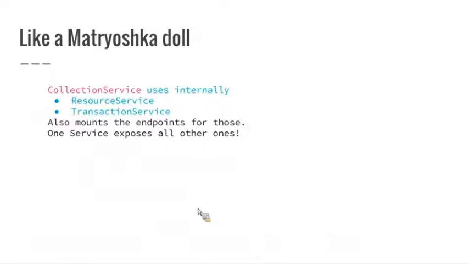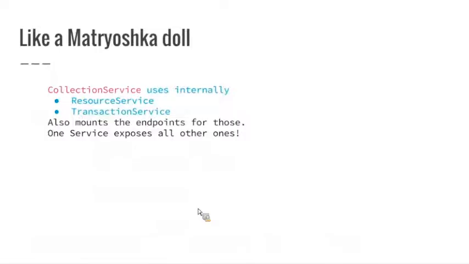Basically, collection service will internally call all the needed resource service calls to build these little blocks, like the LDP container and add the members. It will also be able to act using the transaction service, like start and reuse an existing transaction and commit it at the end, and also exposes the endpoints for resource service and transaction services. So one service exposes all the other ones. So it's basically like a matryoshka doll, those Russian dolls that are one inside the other. Our architecture is based on this.